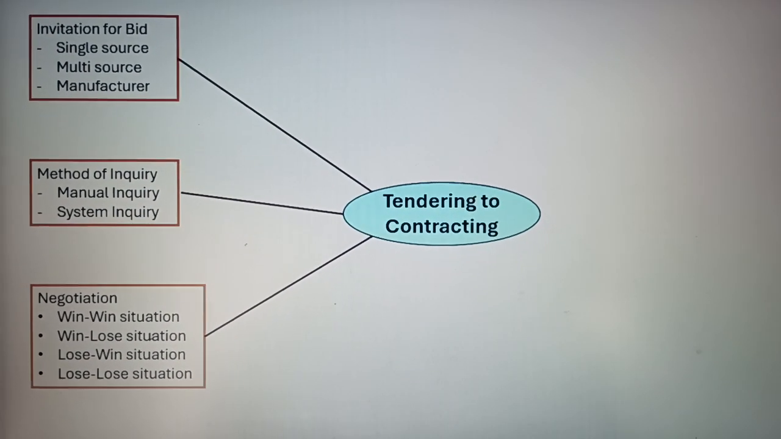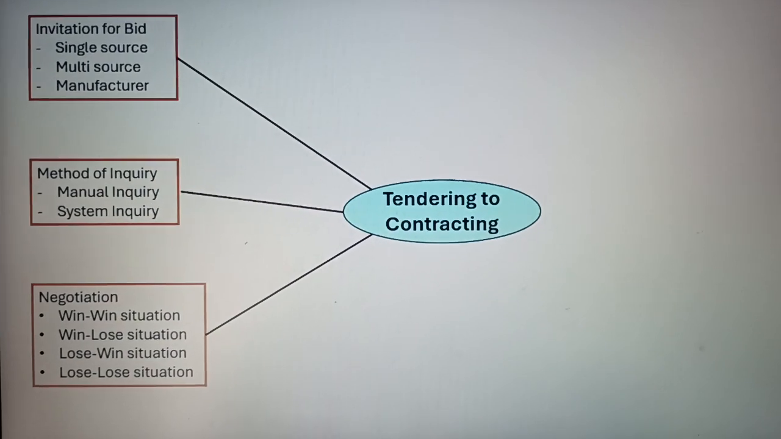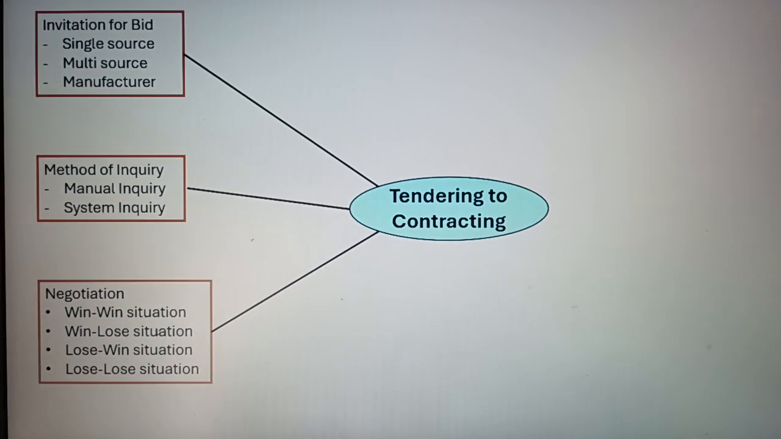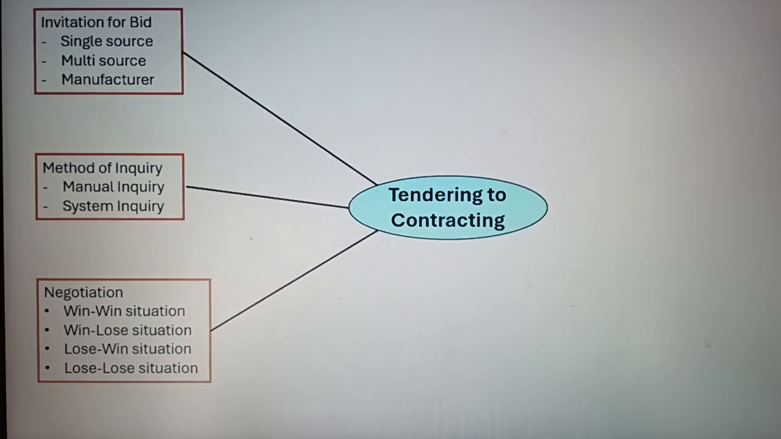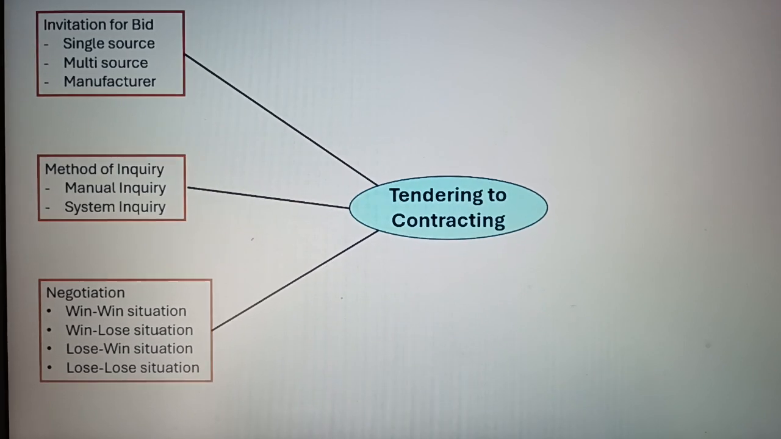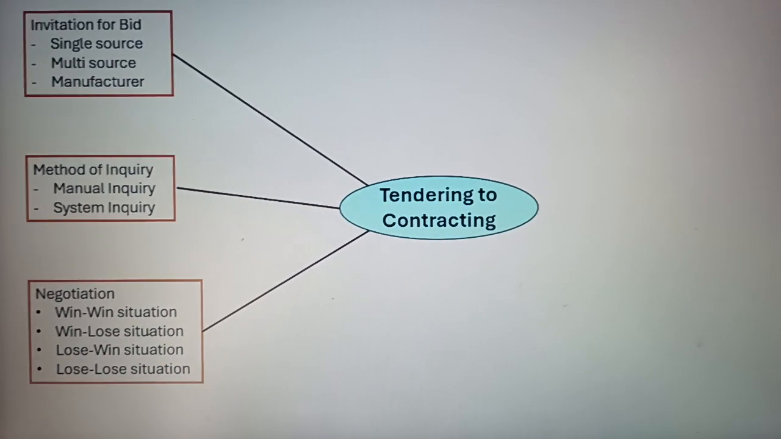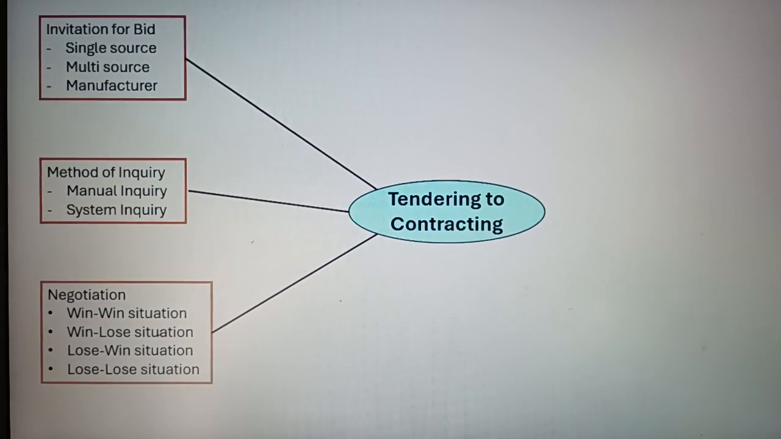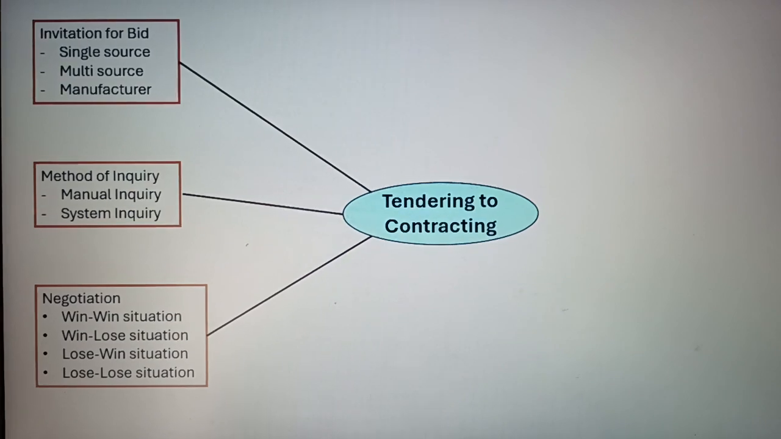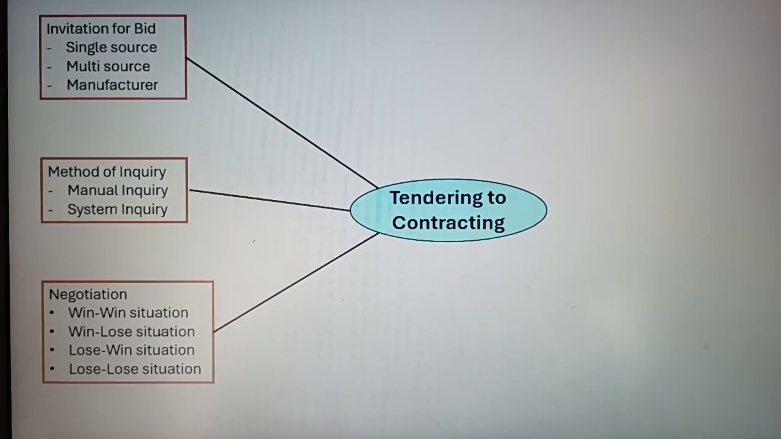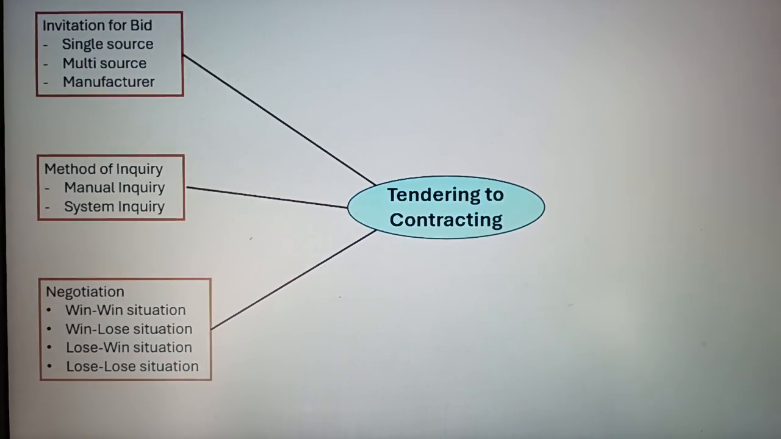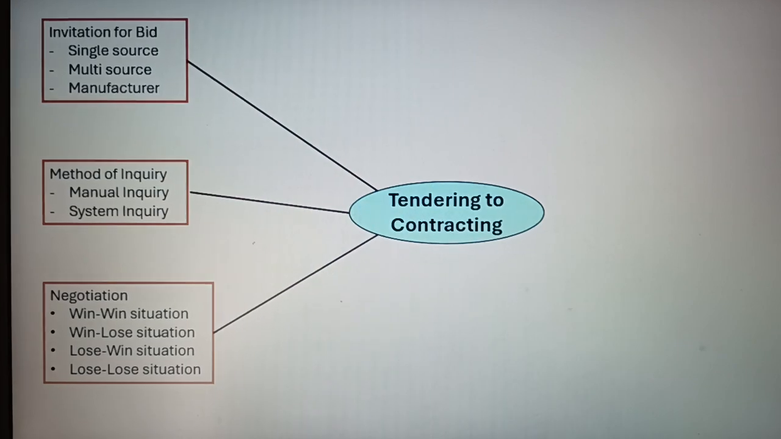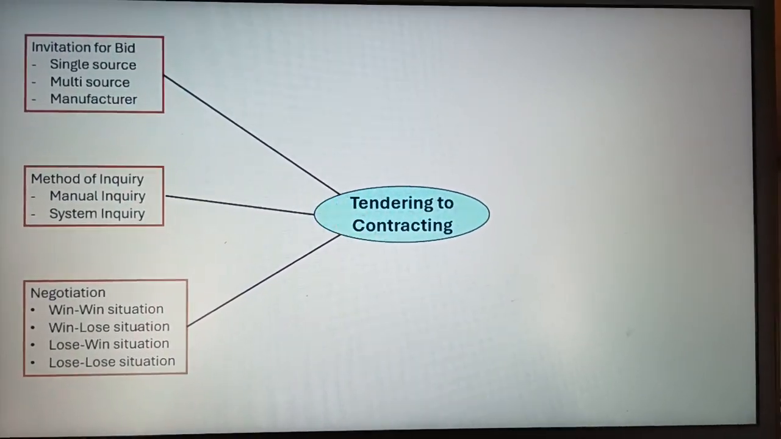So in every negotiation there are four pillars on which the negotiation will occur. The first is a win-win situation, in which both buyer as well as seller win. The second is a win-lose situation, in which the buyer wins and the contractor loses. Then a lose-win situation, in which the buyer loses and the contractor wins. And a lose-lose situation, in which the buyer as well as the contractor both lose. So now we move ahead.